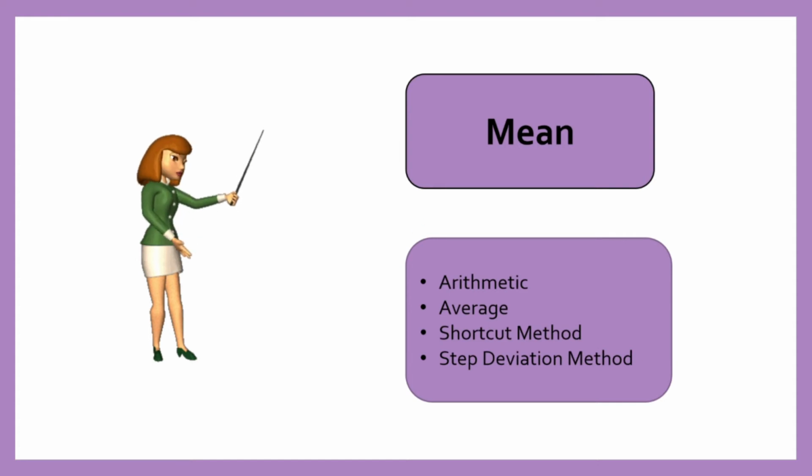Step deviation method. When the figures of deviations appear to be big and divisible by a common factor, this method should be applied to compute the mean with ease. Under this method, the figures of deviations are reduced by dividing them all by a common factor. The formula is given as under: x bar equals a plus summation fd dash upon n into c, where c is the common factor by which each of the deviations is divided, and d dash is the deviation from the assumed average divided by the common factor, that is x minus a by c.